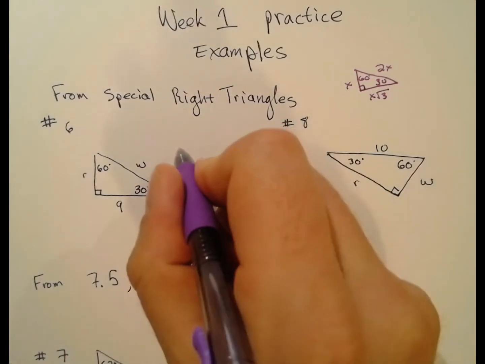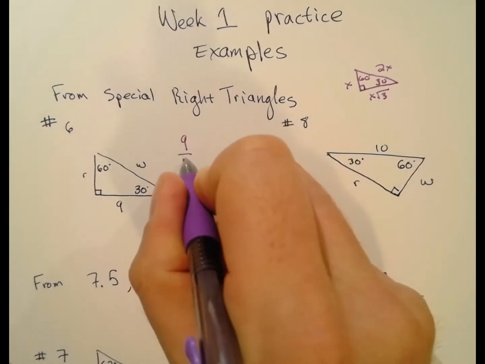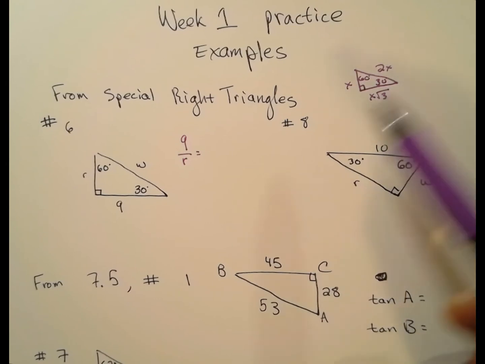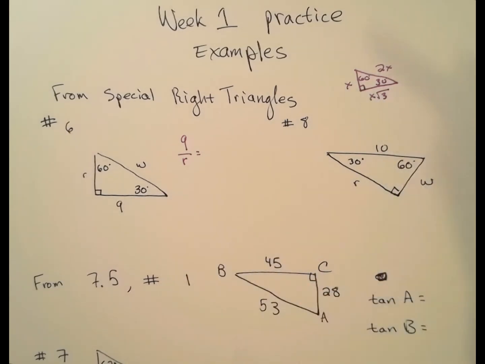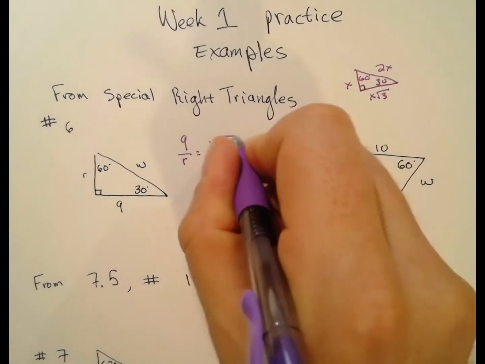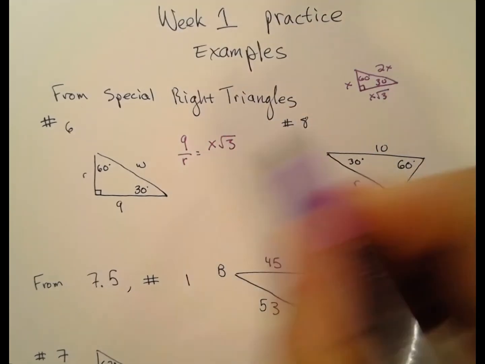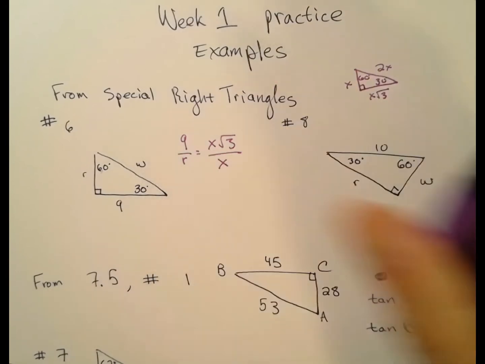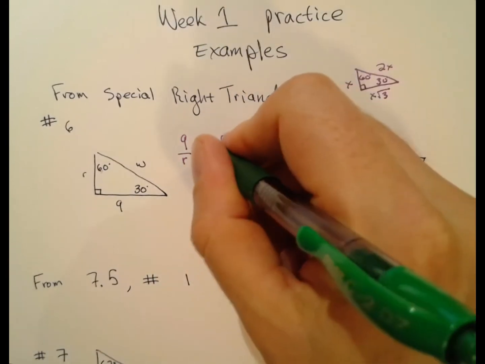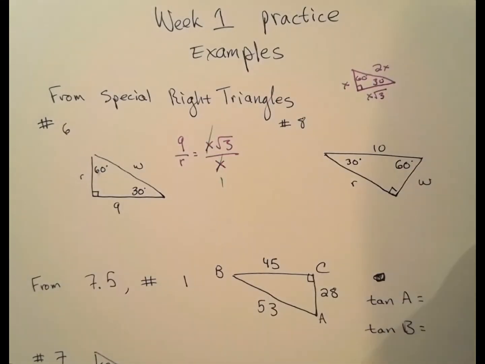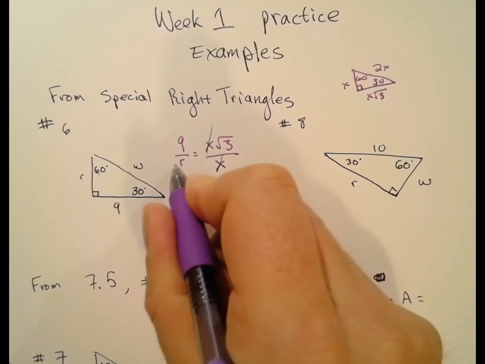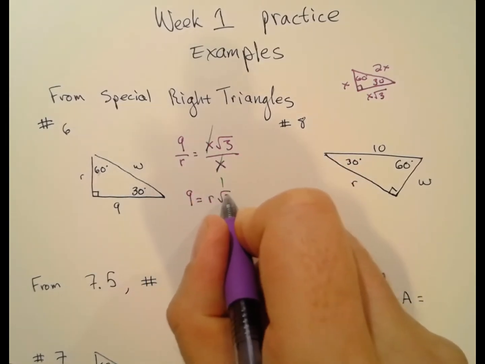All right, so 9 over r, first fraction from the problem. Second fraction, corresponding side lengths from the theorem. 9 is between 30 and 90. That matches up to x root 3. r is between 60 degrees and 90 degrees. That matches up to x. The x's factor out. Cross product: 1 times 9 is 9. r times root 3 is r root 3.